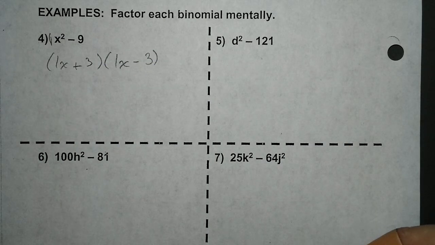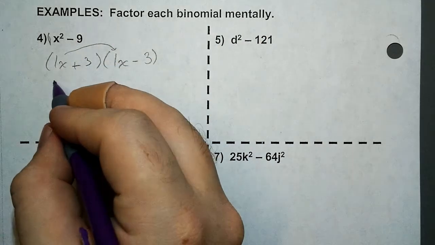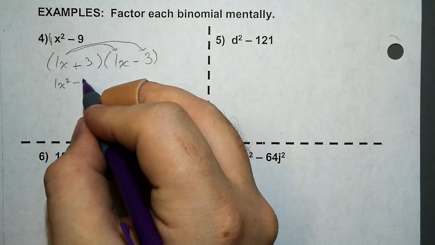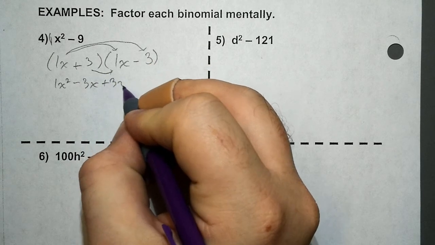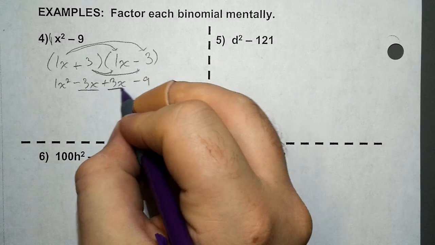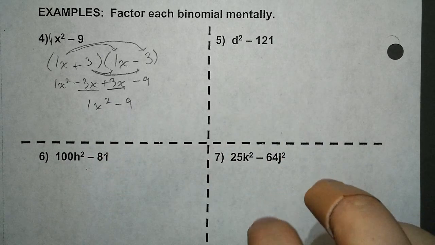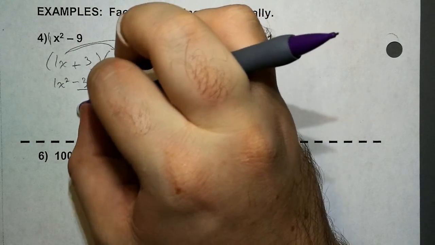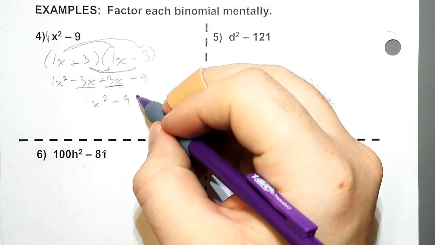Now, let's check our answer before we say we're good. So what's 1x times 1x? Well, that's going to be 1x squared. 1x times negative 3, negative 3x. Now move on to the 3. 3 times 1x, positive 3x. 3 times negative 3, negative 9. Negative 3x plus 3x is 0, so we just end up getting 1x squared minus 9. If it helps you, put the sneaky 1 in there, but in your answers, they're not going to list it anymore, okay? So get used to seeing it like that. That is what we started with, so we know we did it right.